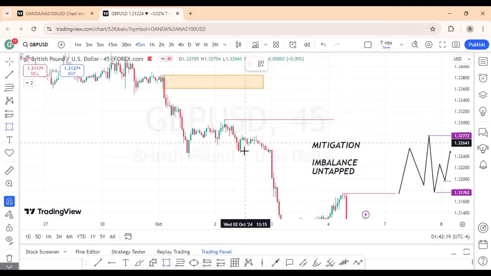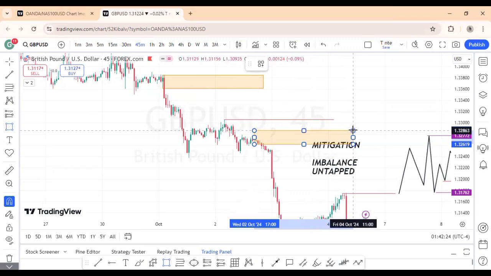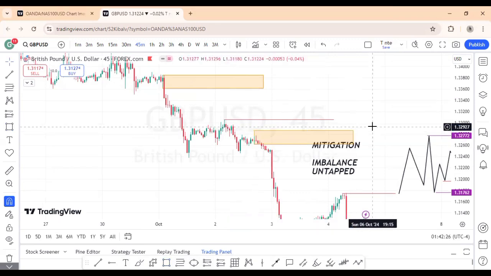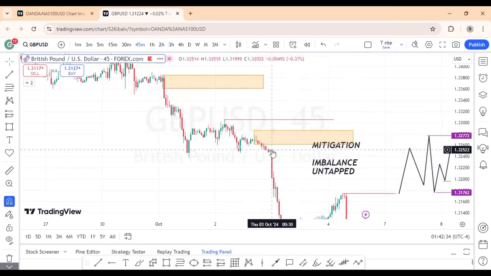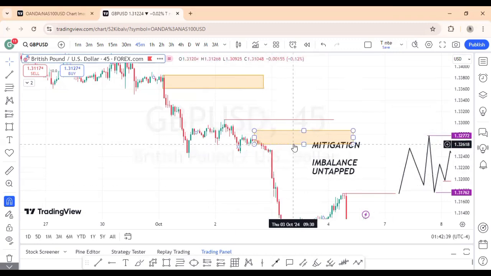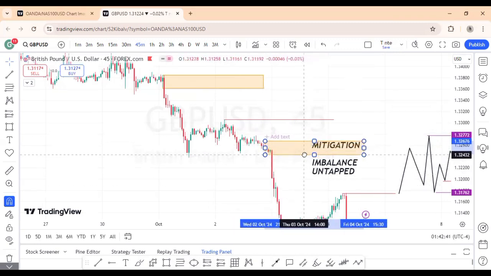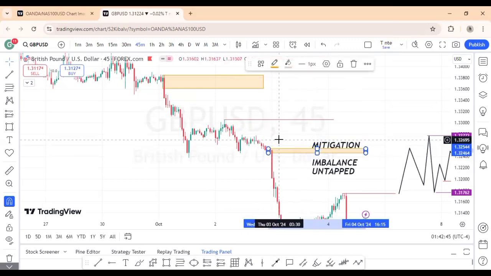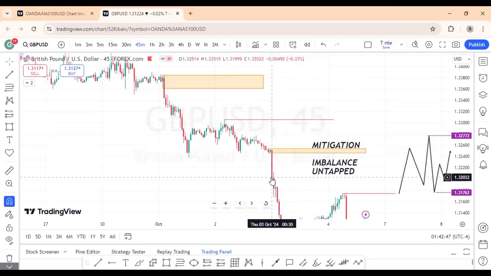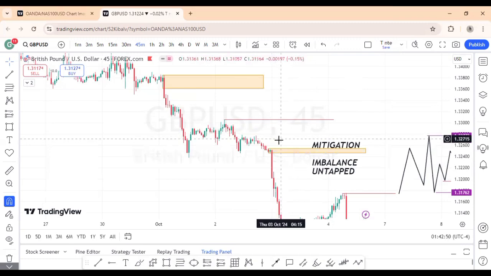Of course, you can see that this last push up as well hasn't been mitigated. Why? Because price did not tap into it. And of course, you have to use the very last candle. This is the last push before this last drop down, which hasn't been mitigated. But of course, you can pick the very last candle, which is this small candle here. This is the last candle before the imbalance, right? So to be precise, you can pick this area.